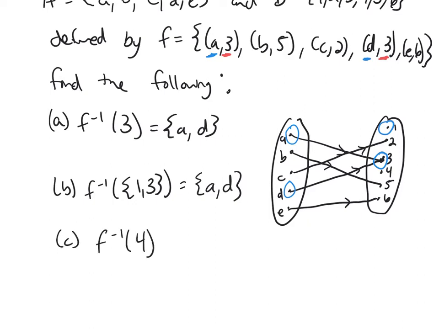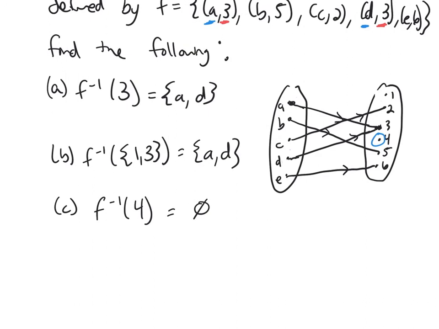Let's look at f inverse now of 4. So if I'm looking at f inverse of 4, that means I'm looking over here on the right. We're going to circle 4, and there are no arrows coming into it. So this will be the empty set.